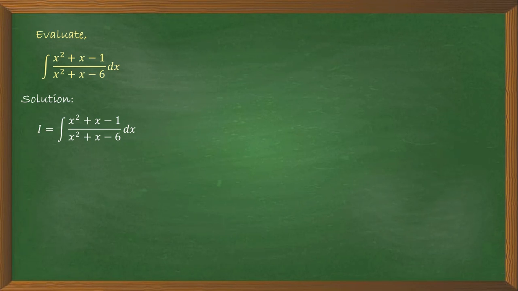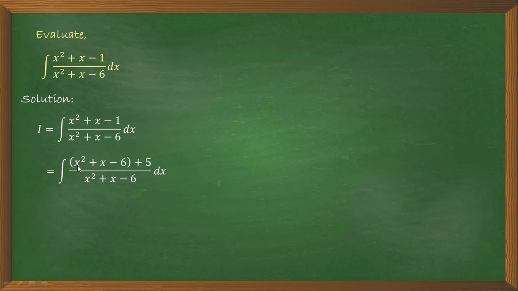Now remember always, whenever the degree of the numerator is equal to the degree of the denominator, we have to express the numerator in terms of the denominator. That means, see here, in the next step you will observe carefully that the numerator is denoted as x square plus x minus 6.